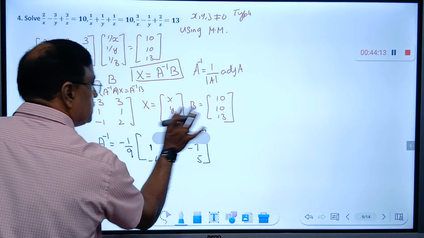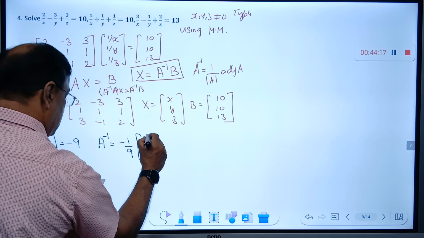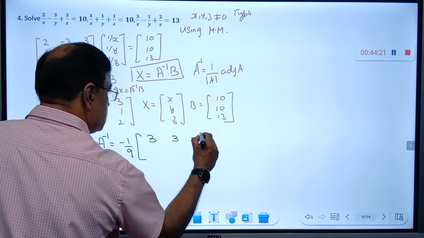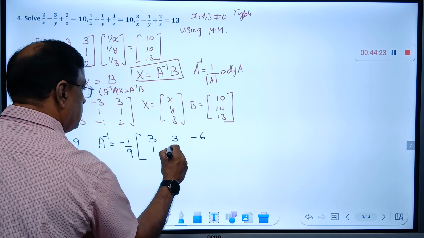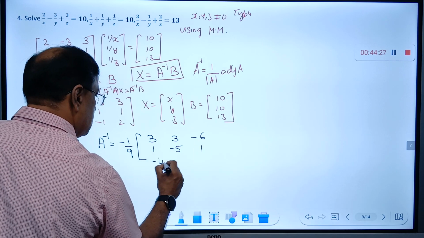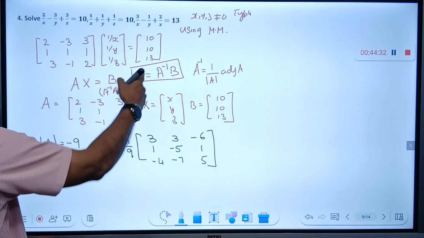I think it's a mistake. I'll just change this once again. I wrote the cofactor. 3, minus 6, 1, minus 5, 1, minus 4, minus 7 and 5. Now take all this and substitute here.